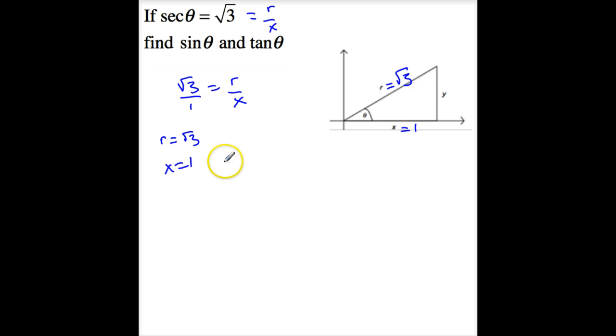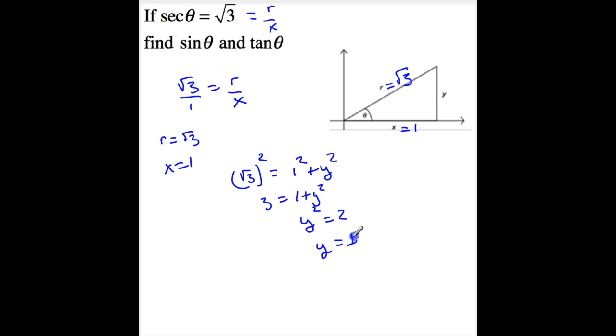So now let's find y. I know the square root of 3 squared is equal to 1 squared plus y squared. So 3 is 1 plus y squared. So y squared is 2. Now this is very important. Y can be plus or minus the square root of 2. Remember, it's okay for us to have a negative length here.